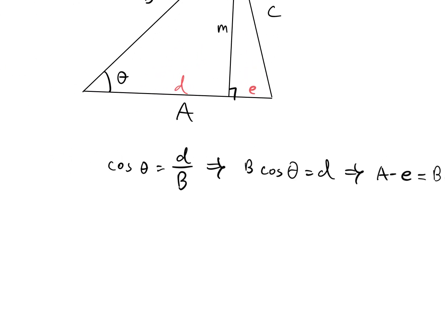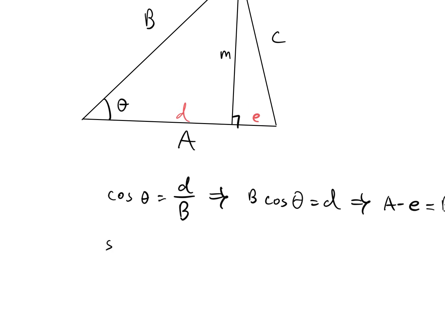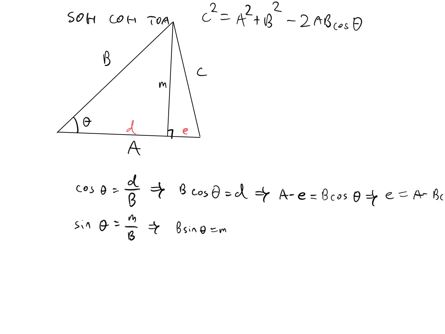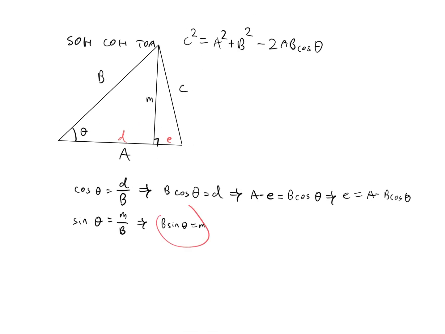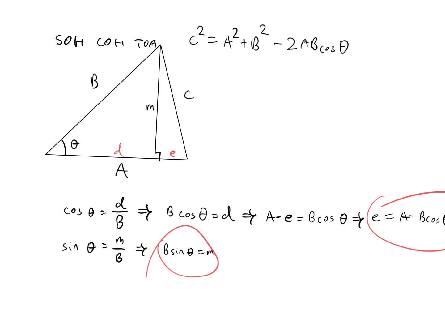Time to solve for M using trig functions. So sine of theta is equal to M over B. Now this is pretty easy. B sine of theta is equal to M. Now we've solved for M and E. What we can do is use the Pythagorean theorem to solve for the side C in this right angle triangle, right?